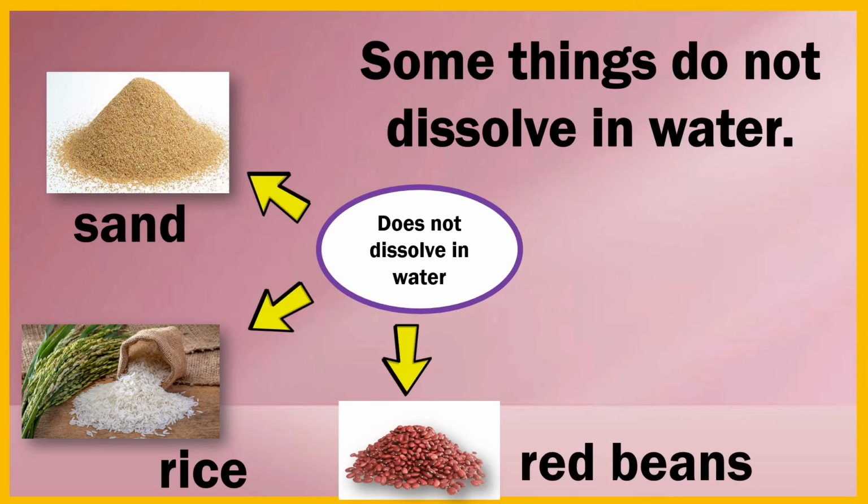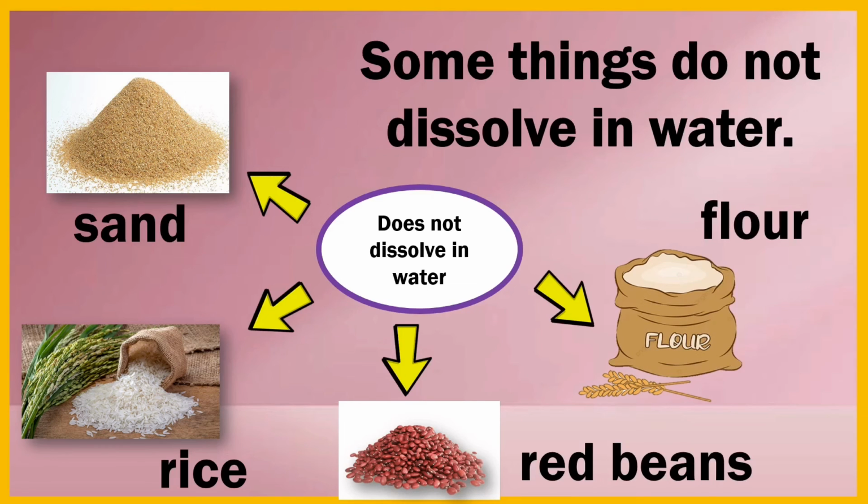Next we have red beans. Red beans are small dark red beans with a curved shape like a kidney that can be eaten. But if we are going to mix it with water, it will not disappear. It doesn't dissolve in water. Next we have flour. Flour is a powder obtained by grinding grain, typically wheat, and used to make bread, cakes, and pastry. When it is mixed with water, the flour stays the same. It doesn't dissolve in water.